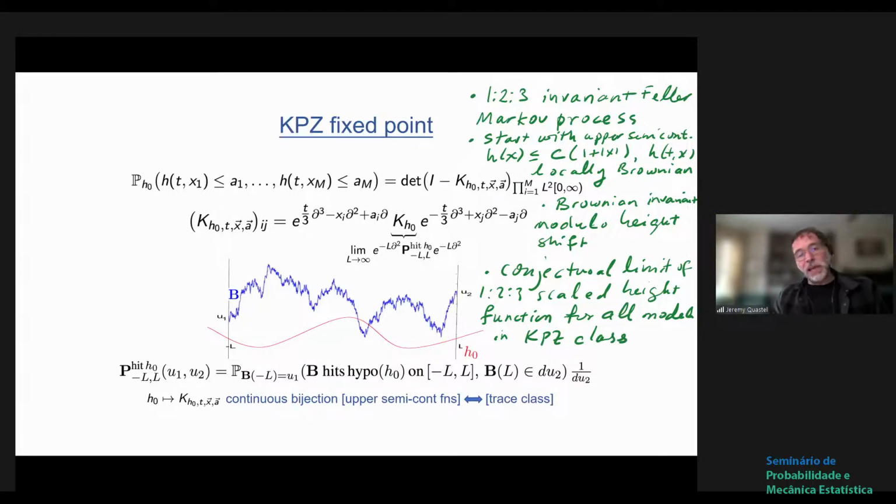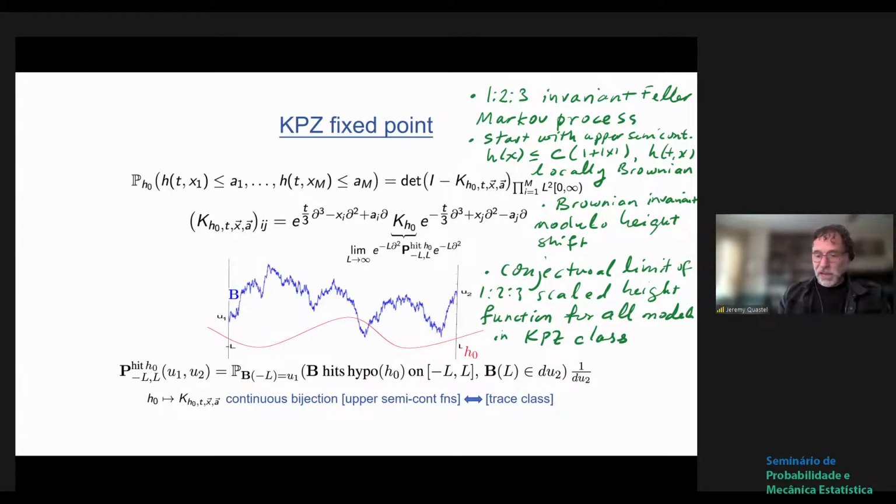It's not unlike TASEP. It's not defined for any initial data. The initial data has to be bounded above by something. In fact, it has to be bounded above by parabolas, and then it explodes in finite time. But it's easier just to bound it above by things which are growing linearly. Brownian motion is invariant, and it is the conjectural limit of all models under 1, 2, 3 scaling in the universality class.